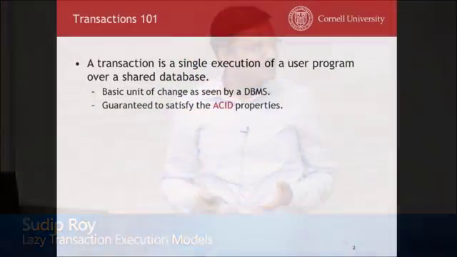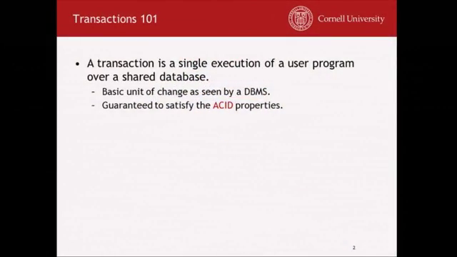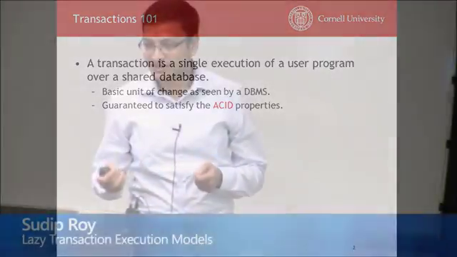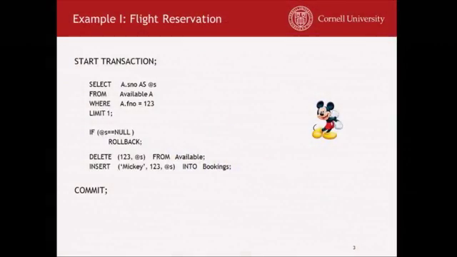So today I'm going to present my thesis work on lazy transaction execution models. Let me start by reminding you of what a transaction is. A transaction is a single execution of a user program over a shared database state. Informally, it is a basic unit of change which the database sees. This execution of the program is guaranteed to satisfy the ACID properties. I'm sure all of you are familiar with what ACID is, so I'm not going to go into the details of that. But let me show you what such a user program usually looks like.